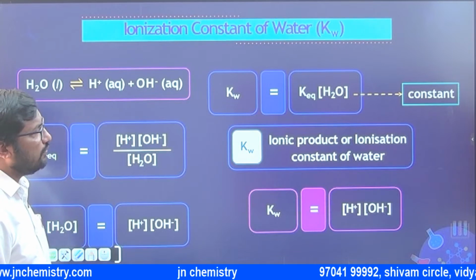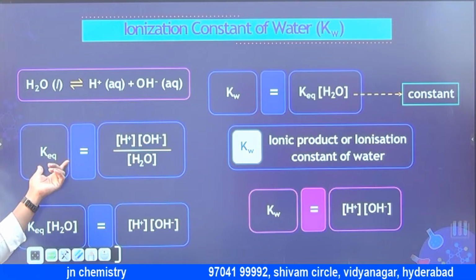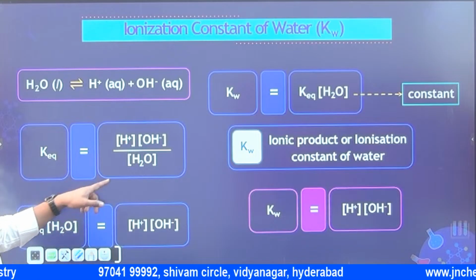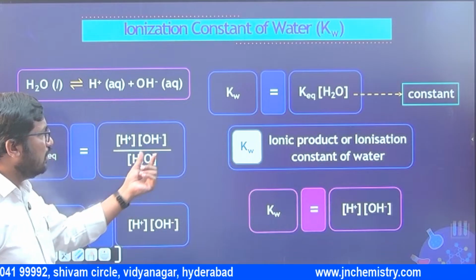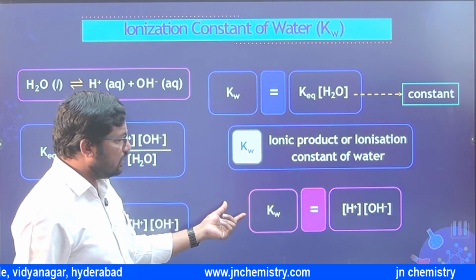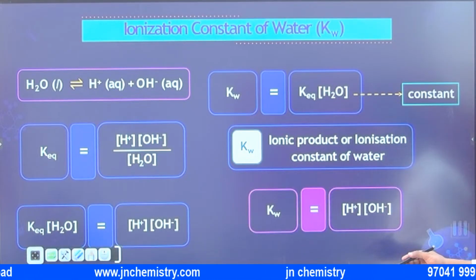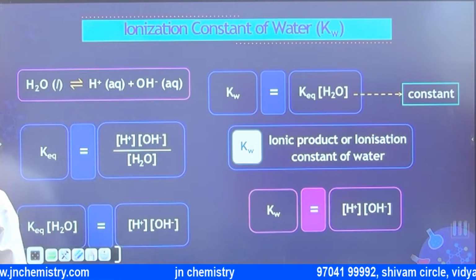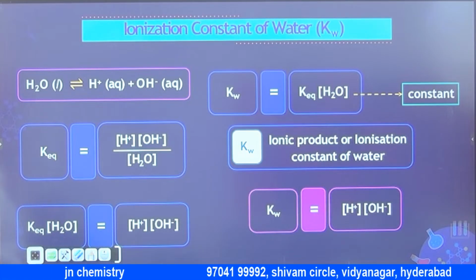Next, ionization constant of water. H2O gives H plus plus OH minus. K equilibrium is the concentration of products by the concentration of reactants. Because H2O is almost negligible, K equilibrium times H plus and OH minus is nothing but KW, the ionic product of water. KW is equal to K equilibrium constant, so KW is equal to H plus into OH minus ion concentration. Shall I explain on the board or no need? Yeah, write it down. Ionic product of water.